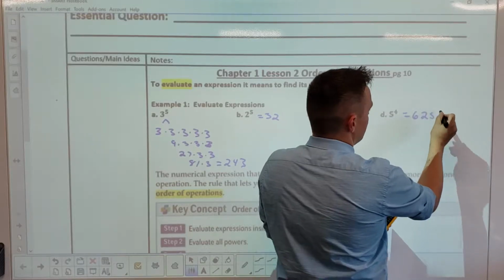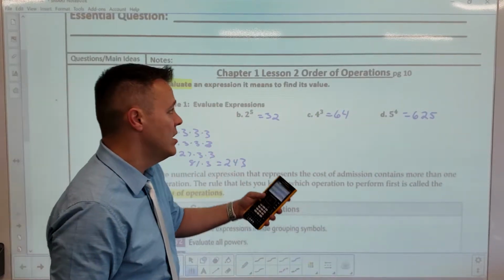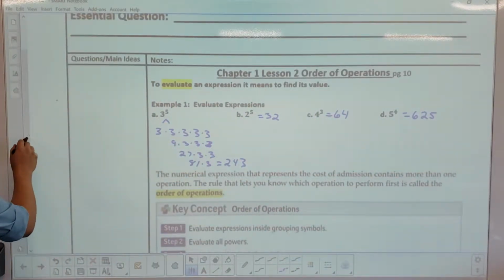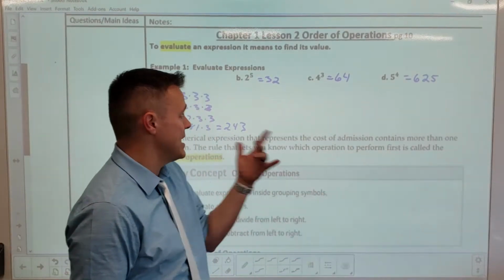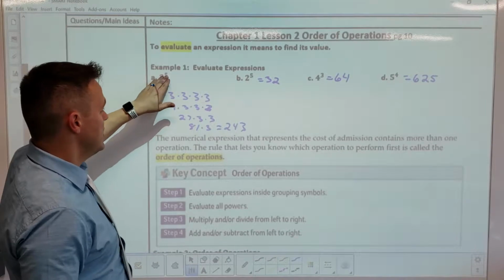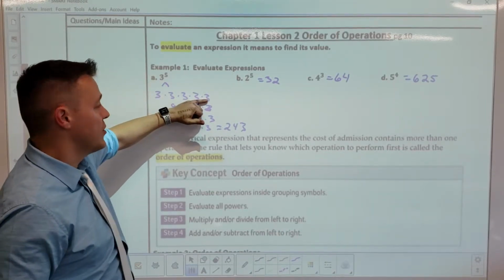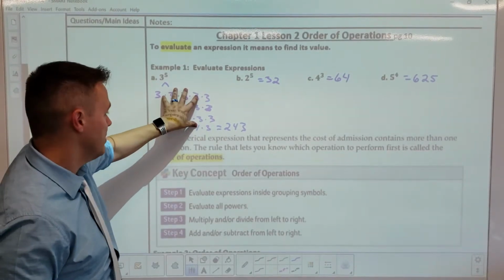So the goal is to make sure that you guys can actually figure out how to do this order of operations and evaluate it effectively. But tell me what it actually means. That's what I need to make sure you understand. That 3 to the 5th means there are 5 3s and they're all multiplied together.